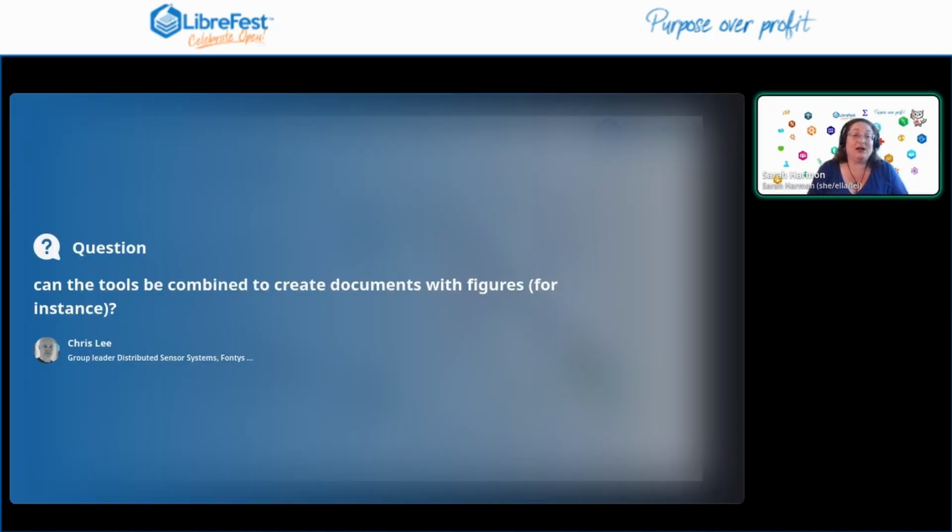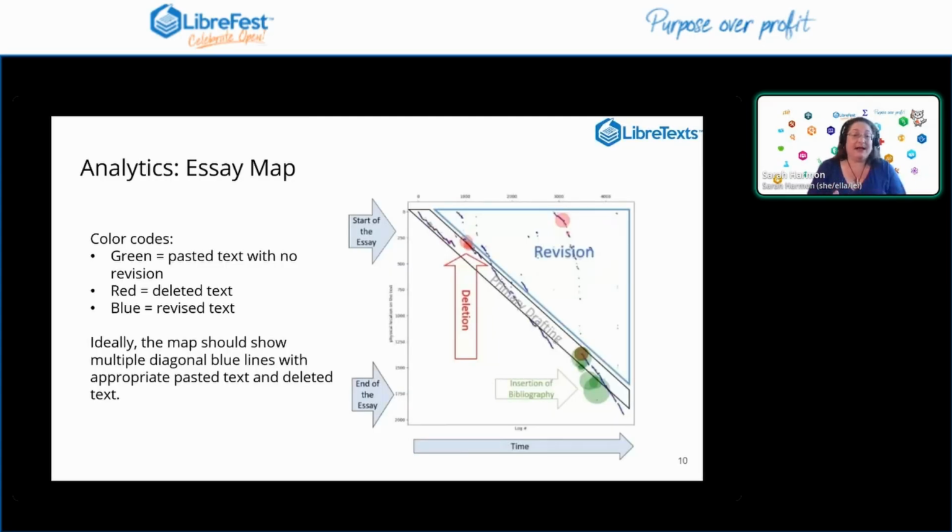As I said, can the tools be combined to create documents with figures? Great question, Chris. You can insert images into the Writer just like you would in a Word doc or a Google Doc. So absolutely, you can do that part. Whether you can do something, let's say in Draw, and then bring it into Writer or Calc, I don't know. I've never tested that out. And if somebody wants to go test that out, go. Not now. Watch the rest of the presentation, but certainly go try it. I have not tried it before.